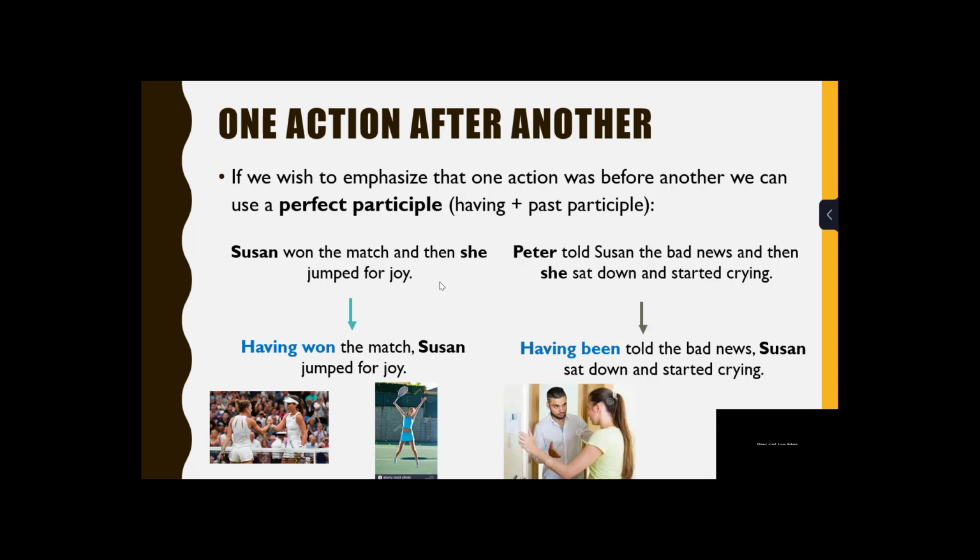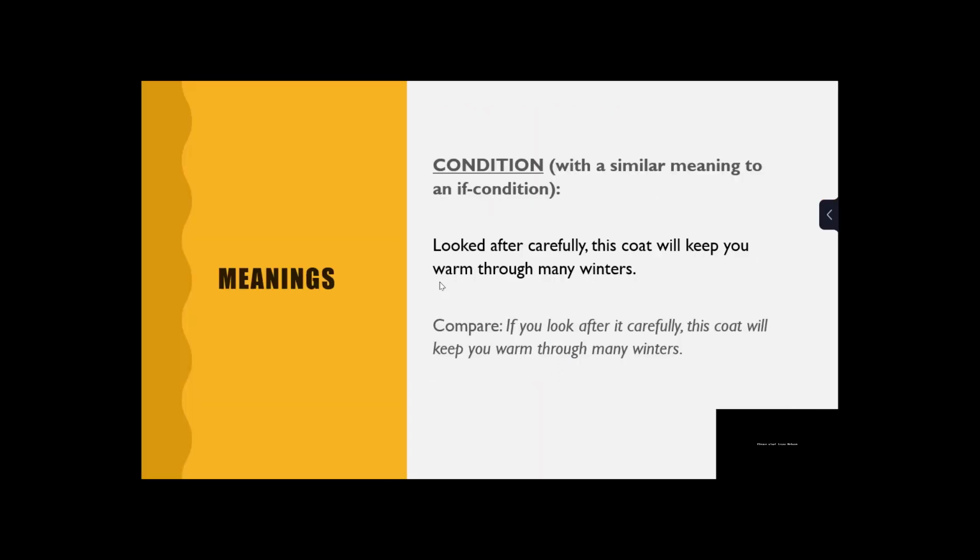Okay, let's see some examples. More examples. The meanings of these kinds of structures. Condition, with a similar meaning to an if condition. Looked after carefully, this coat will keep you warm through many winters. So if you compare it, you can say if you look after it carefully, this coat will keep you warm through many winters. Okay, so it has similar meanings to this.